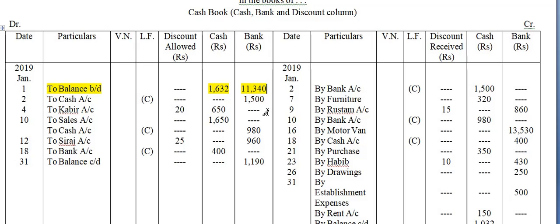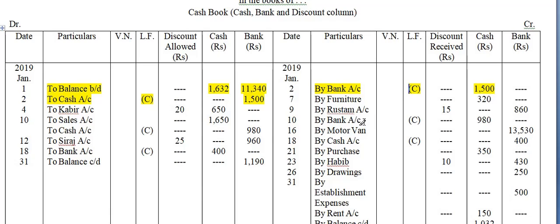Okay, so on 2nd January you are depositing money into the bank, so it is the case of a contra entry. So on 2nd of January you will write by bank, but the amount will be subtracted from the cash column, 1150. And immediately you will record the same on the debit side. That is, you will write to cash account, but the bank will increase. So it is a contra entry.